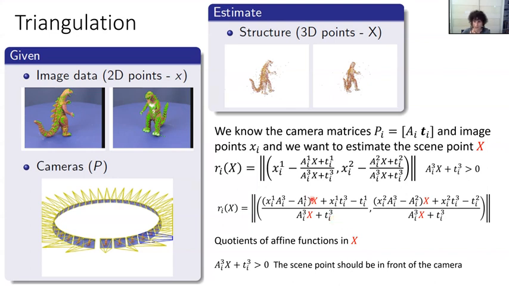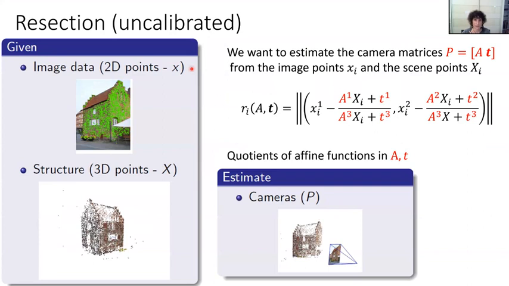Now let's take another example. Resection problem, right? In this case, we would like to estimate the camera matrices where we know the 3D points in the world, and of course we know the projections, which are denoted here by small x, like this. Okay. Again, we have an affine function of A and T. And we would like to solve the camera resection problem.